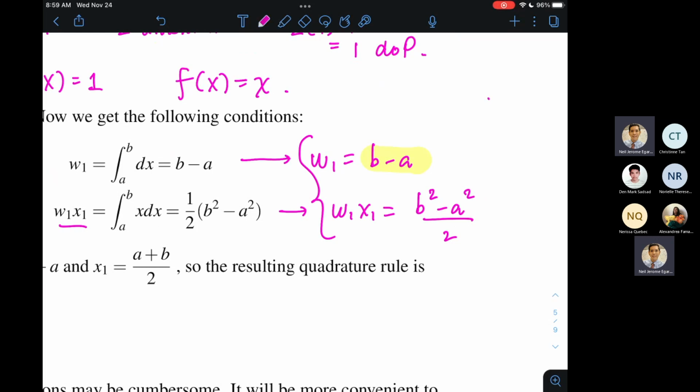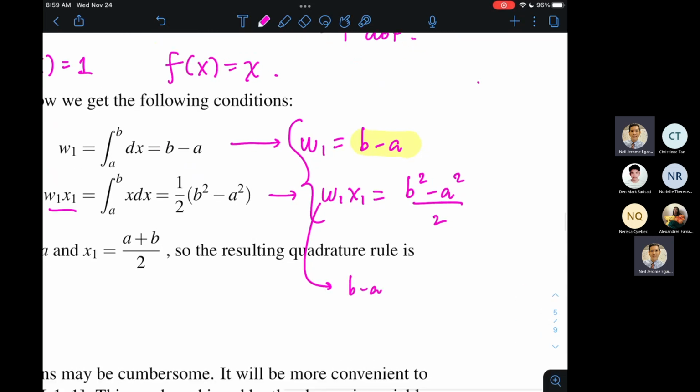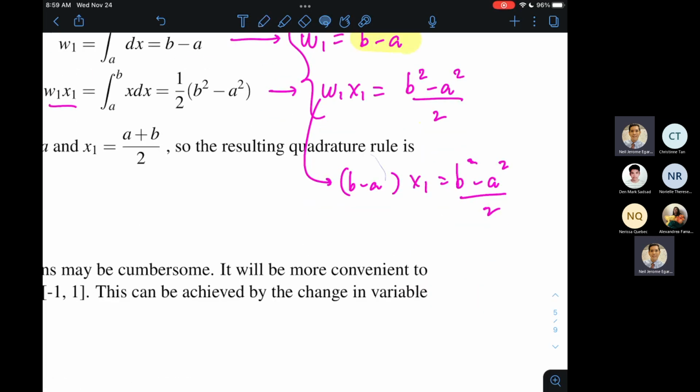Now I'll use that information in the second equation. So I'll get B minus A times X1 equals B squared minus A squared over 2. I can divide both sides by b minus a. So the b minus a will go there. B squared minus a squared is just b plus a times b minus a. So this guy simplifies to b plus a over 2.